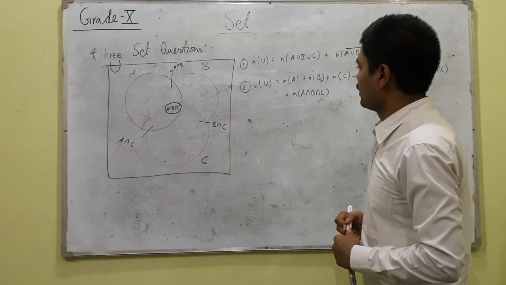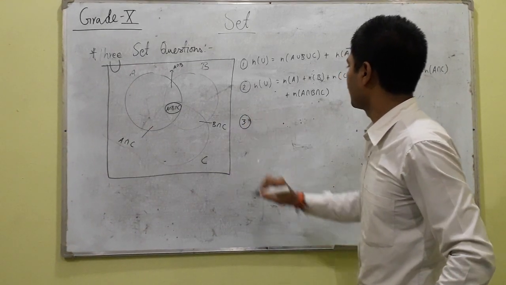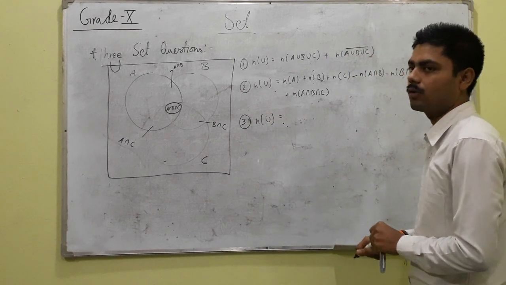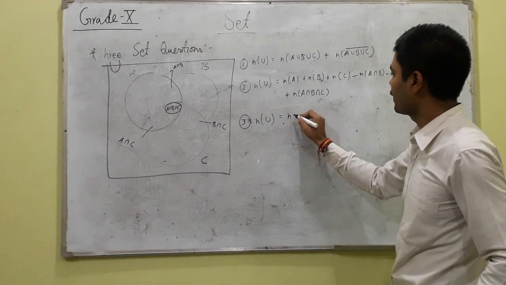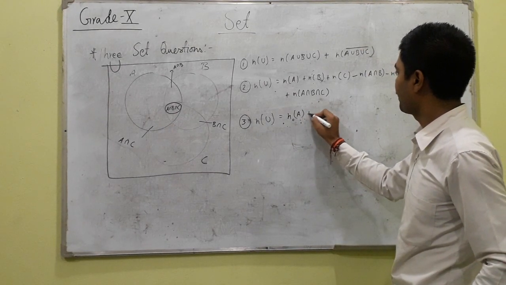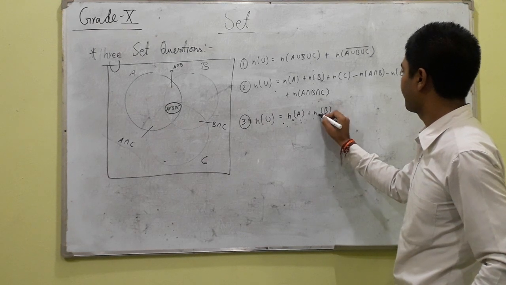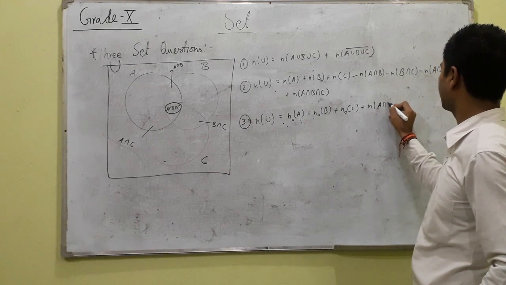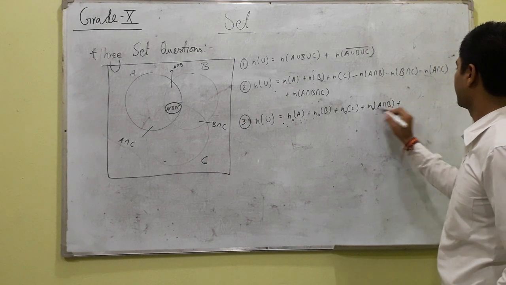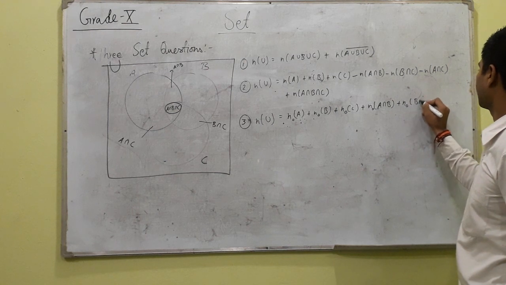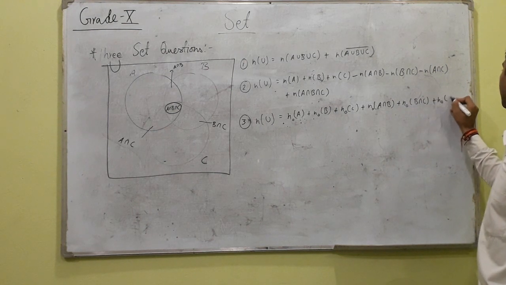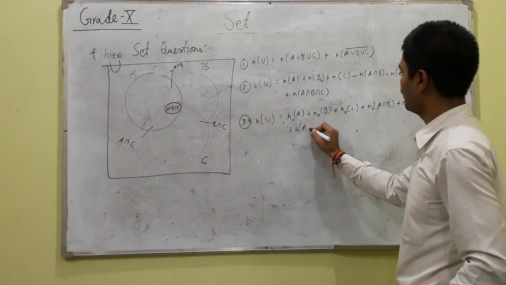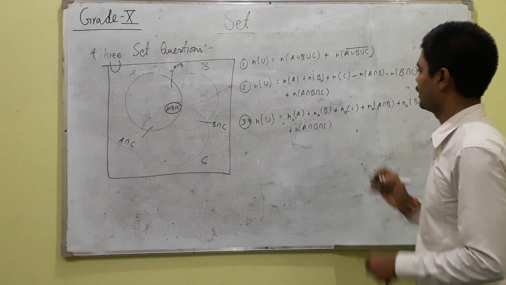And the last formula you can use or need to use during question solving is: only A, only B, only C, plus only A intersection B, only B intersection C, only A intersection C, plus A intersection B intersection C.